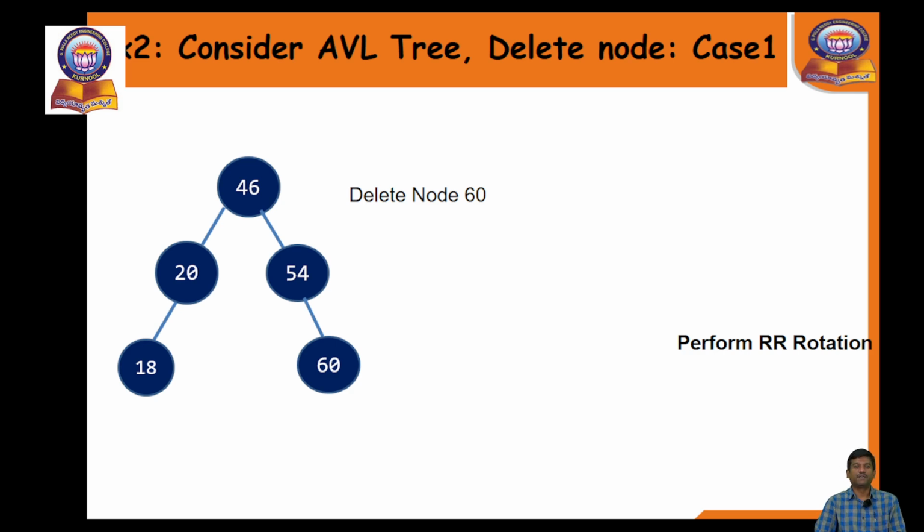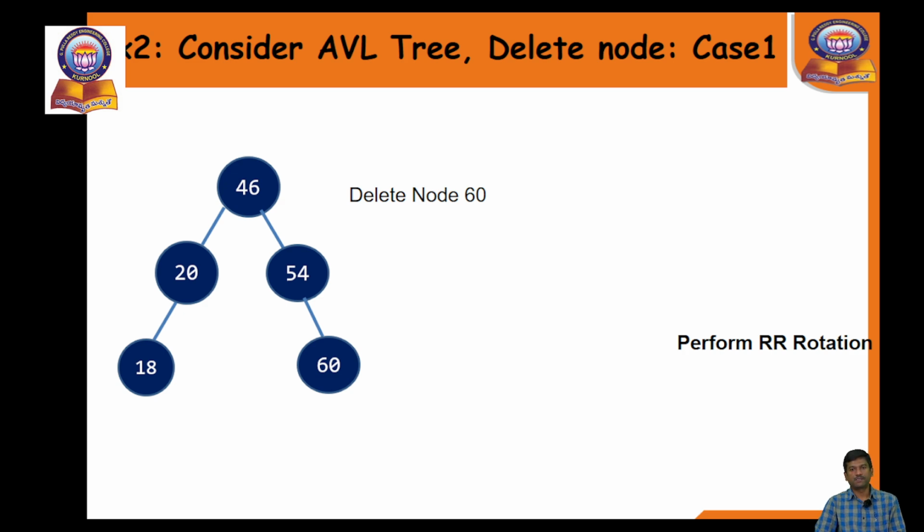The balance factor of 18 is equal to 0, balance factor of 60 equal to 0, balance factor of 20 equal to 1 minus 0, that is 1, balance factor of 54 equal to 0 minus 1, that is minus 1, balance factor of node 46 equal to the height of the left subtree, that is 2, minus the height of the right subtree, that is 2. So 2 minus 2, that will be equal to 0. So it is an AVL tree.